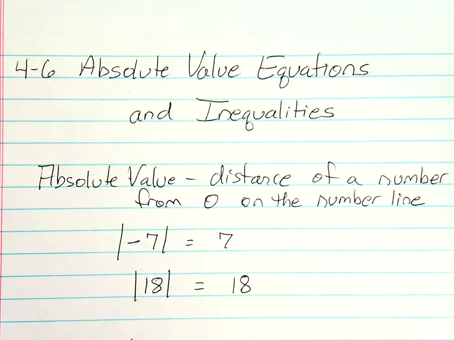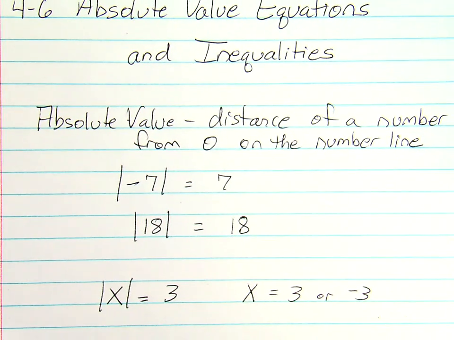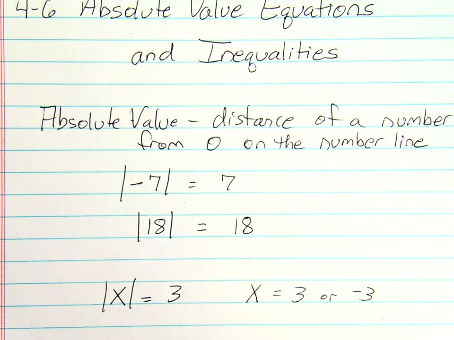Now, when we look at the absolute value of variables, let's say we have the absolute value of x equaling 3. Well, we now have to realize that either 3 or -3 could be our answer to this problem, because either one of those inside the absolute value symbol will give us an answer of 3. But so now we're going to move on to more of a one-step problem.